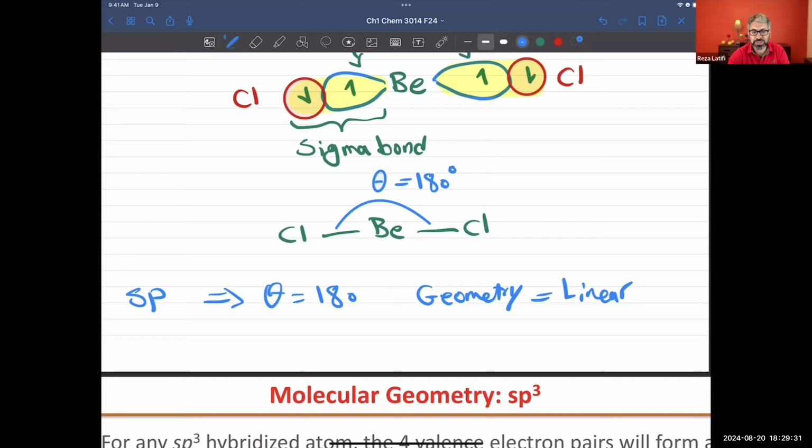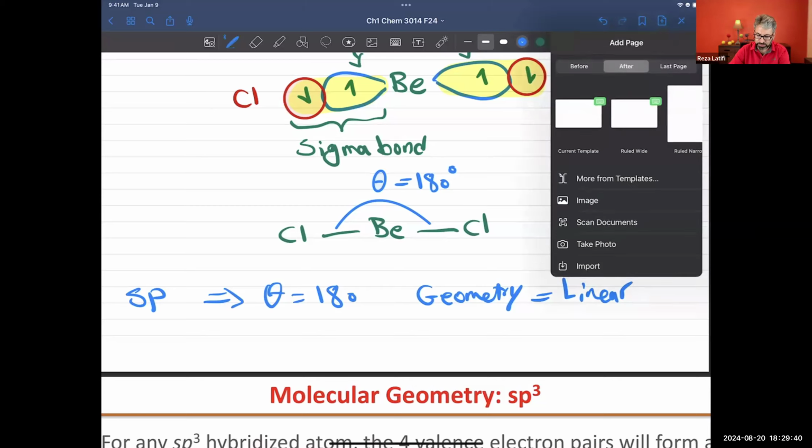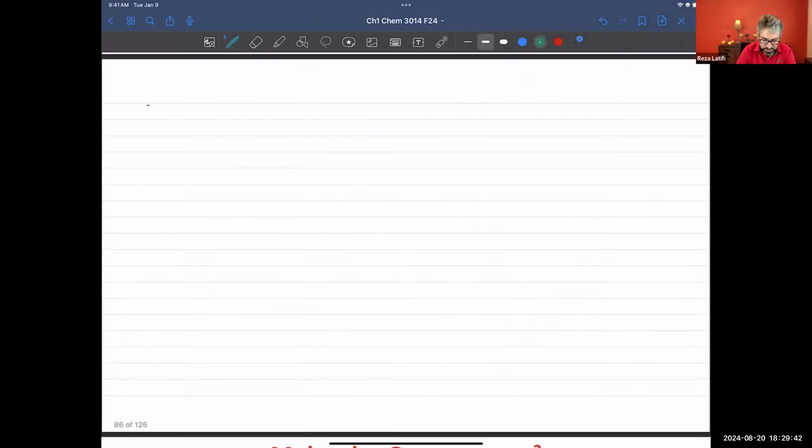Welcome back. So I'm going to continue the discussion talking about sp2 and sp3 hybridization. So the next example is going to be AB3. An example we can introduce will be BF3. So we have 1 boron plus 3 fluorines.